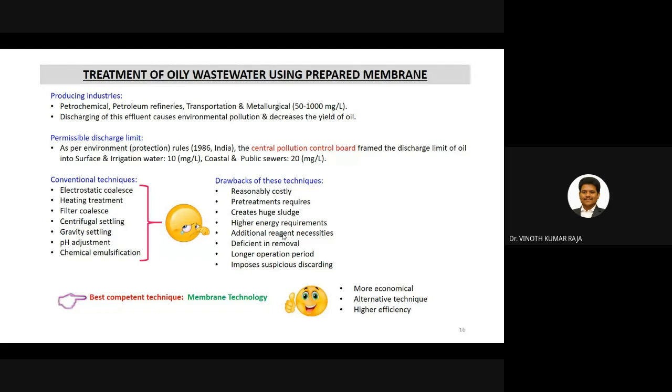So with that motivation, we have applied it to the particular application called oily wastewater treatment, for our prepared membrane made from locally available material. That membrane we have tested.